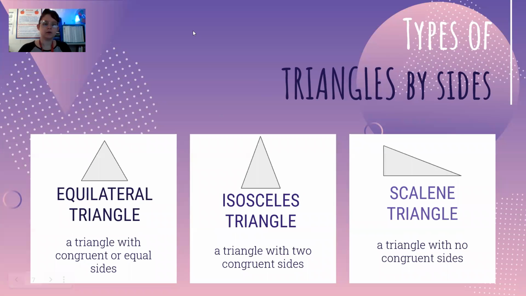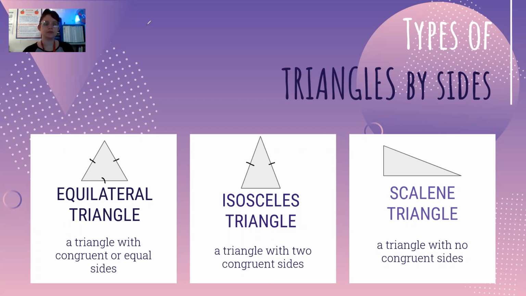We can also classify our triangles by their sides. The first is equilateral, and this is a triangle with equal or congruent sides. You'll frequently see these marked with congruency markers, which show when things have the same measure. An isosceles triangle is a triangle with two congruent sides, often marked with congruency markers. And finally is a scalene triangle, and this is a triangle with no congruent sides.